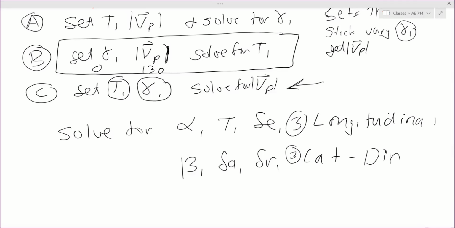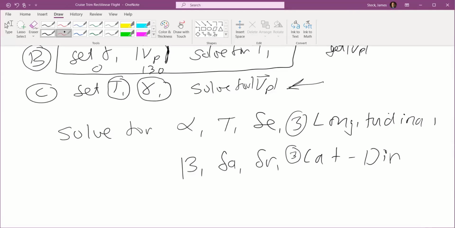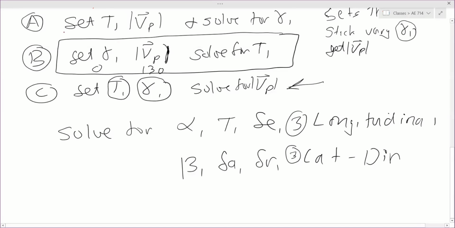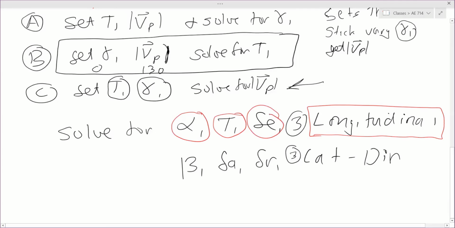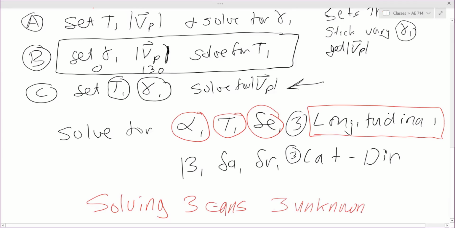All right, so the key thing we want to look at now is the longitudinal, because we're going to focus on this one first, because that's really the cruise trim problem. So I want to go back up to the equations and look at alpha, thrust, and elevator and talk about solving. And then we'll quit, and then next time we'll actually do it.